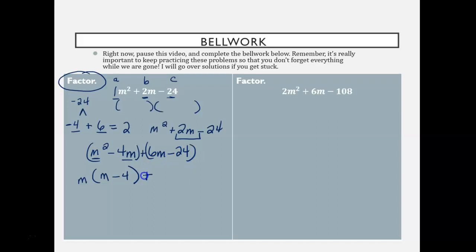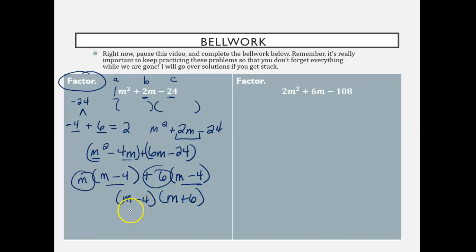Negative 24 and 6m are both divisible by 6. 6m divided by 6 is 1m. Negative 24 divided by 6 is negative 4. I did this correctly because the two binomials match, so this becomes m minus 4, and then what's left is m plus 6. Good job.